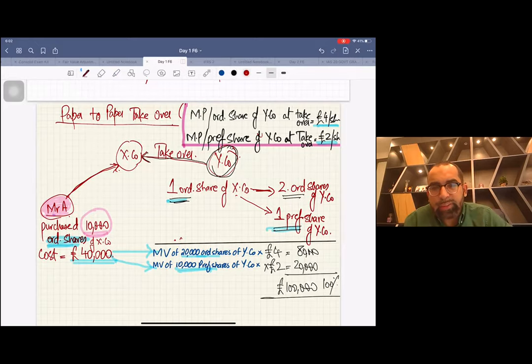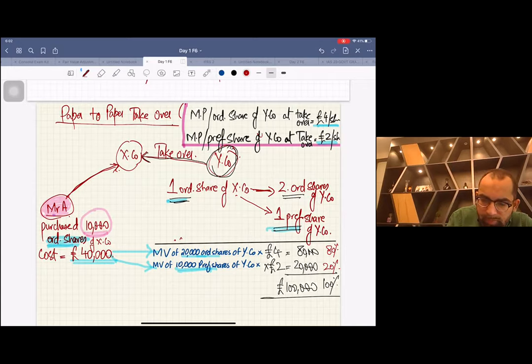Can you calculate the percentage? Yes. 80,000 is how much percent of 100,000? It's 80%. And 20,000 is 20% of 100,000. So the percentage weightage according to market value is 80-20.